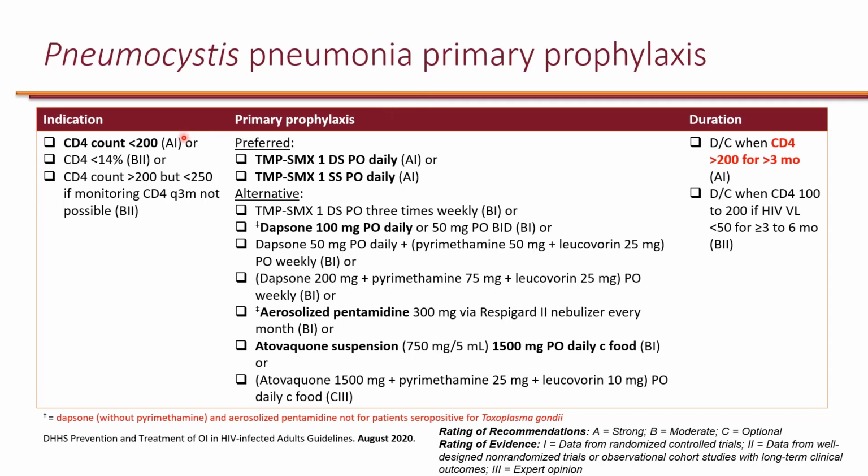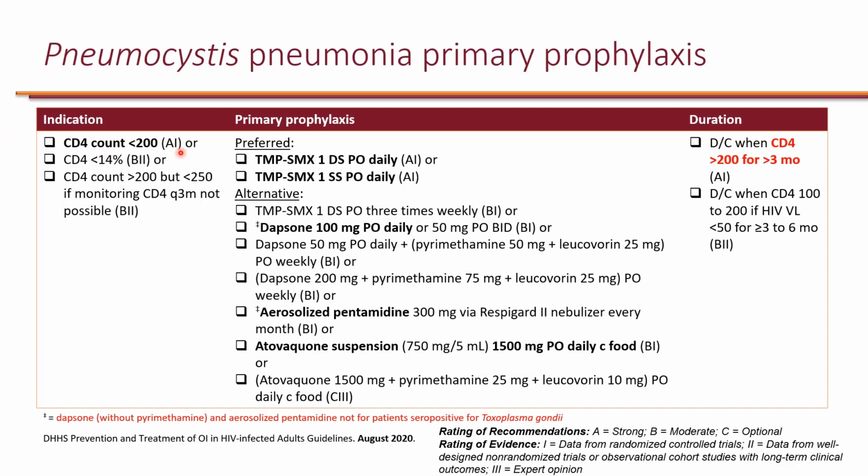So for PCP specifically in an HIV patient, if the CD4 count is less than 200, you need to provide the patient with PCP prophylaxis. And the preferred agent is Bactrim, so trimethoprim-sulfamethoxazole. The most evidence is with one double strength PO daily for most patients. Now, if they cannot tolerate that because of adverse effects, only then you can give them a smaller dose. The smaller dose is likely to help with the adverse effects.